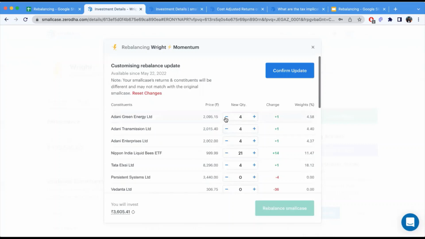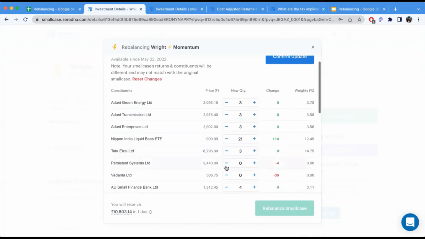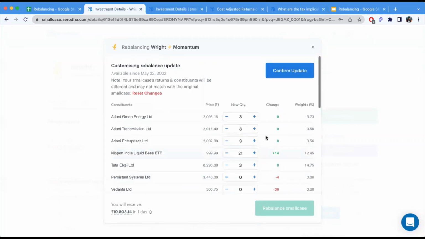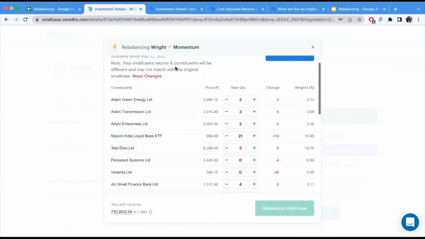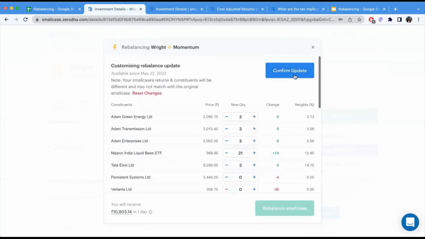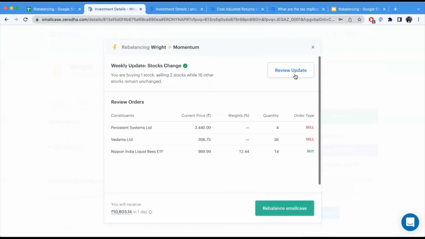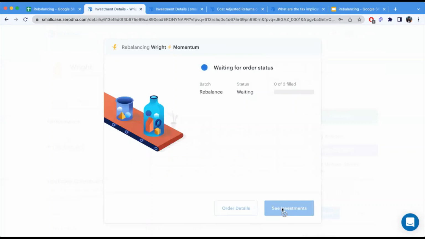Like I said, we didn't want to make changes in Adani Green Transmission Enterprises, so I made this 0. I'm okay with Nippon, I'm okay with Tata Elxsi. I wanted to remove Persistent and Vedanta, so I've made those changes again. So only the 3 trades suggested in the message will be done. I can confirm this, review it again or click on rebalance, and the trade will happen. I confirm this, and the 3 trades that were suggested have gone through.